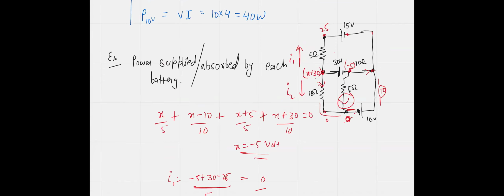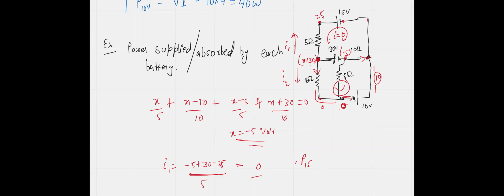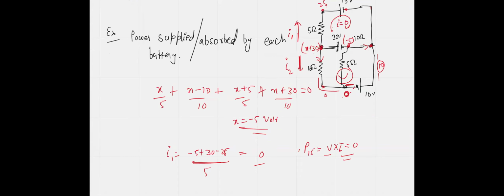So this current is 0. Done, Kirtana? Is that clear? So what is the power across 15? V into I, that is 0. Zero. But V has value, but I is zero. Let's talk about this. I have this. This will give me the current of this circuit.